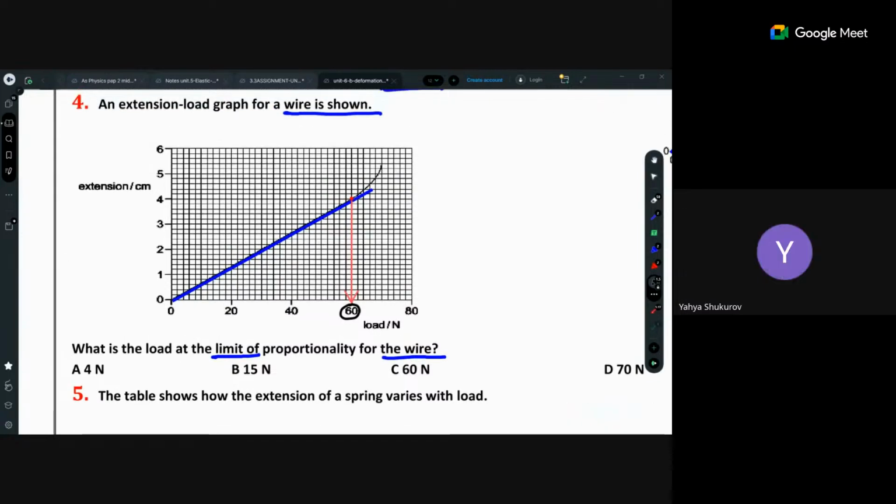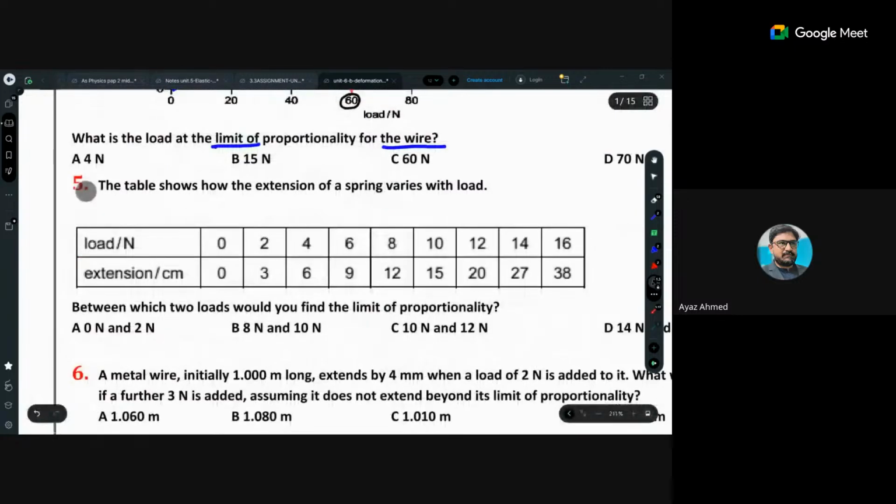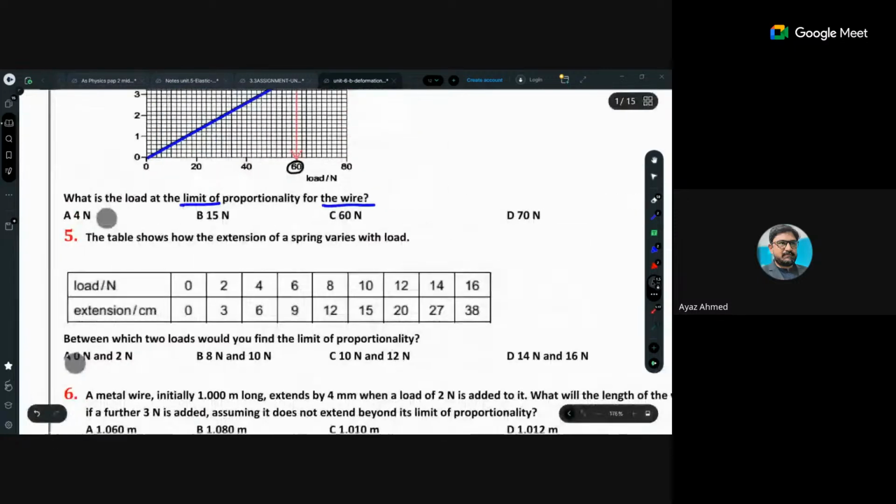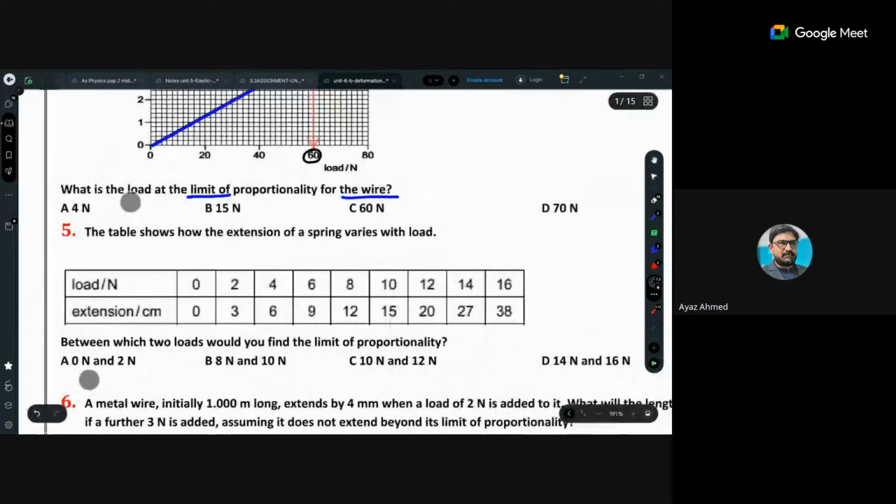Okay. Now check this one. I will discuss a few of the questions from this and then I will go back to the theory one.